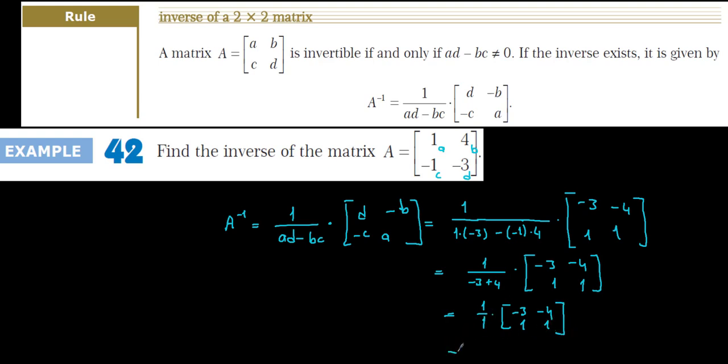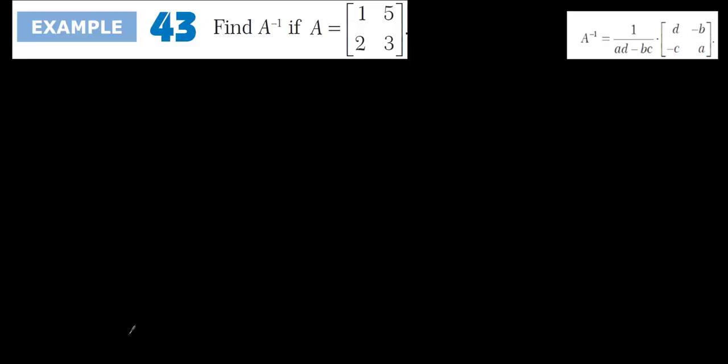When you multiply, that's going to be A inverse here. It's going to be equal to, I'm going to write directly, minus 4 minus 3, 1 and 1 it should be. Okay, so by using the rule, you can find the inverse of matrix like this.